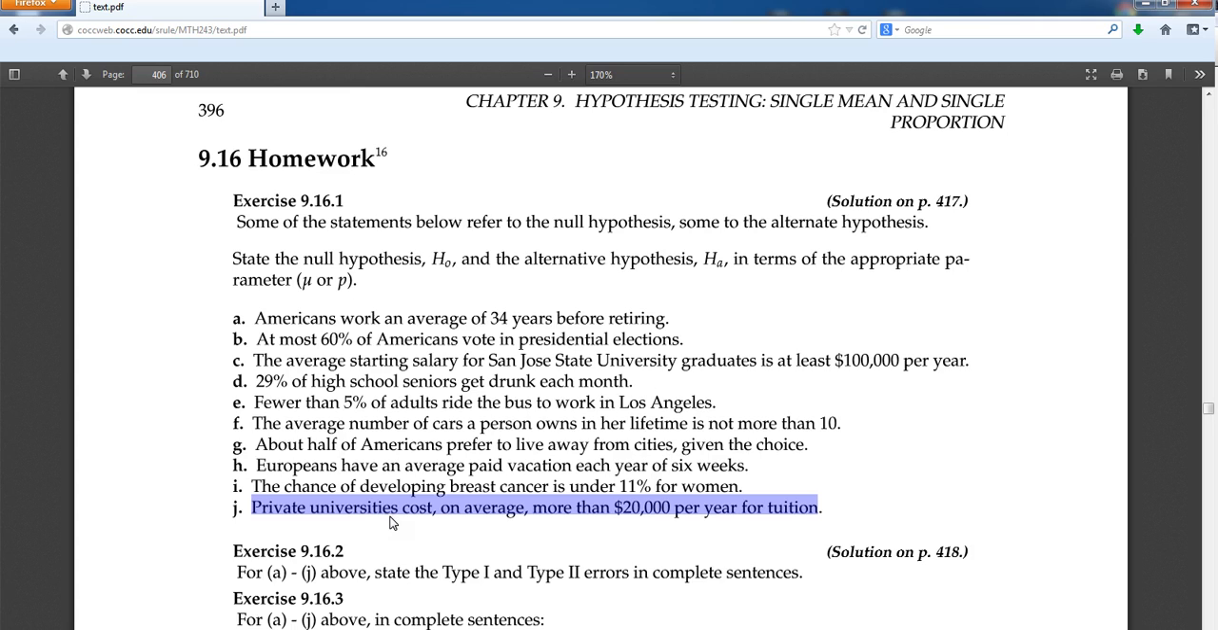We agree with this hypothesis that private universities do cost more than $20,000 per year for tuition, when in fact they don't. They cost less on average than $20,000. That's one possible way of phrasing a type 1 error. The idea is you believe this when in fact it's wrong. That's a type 1 false positive, and that could be due to any number of reasons.